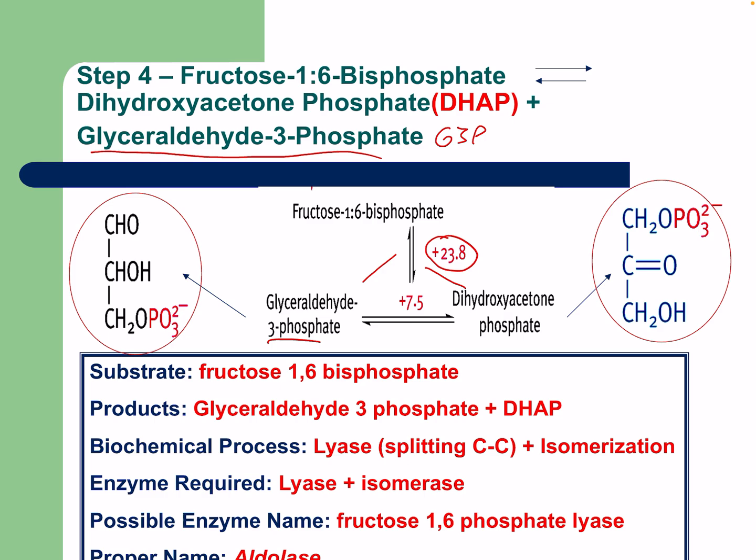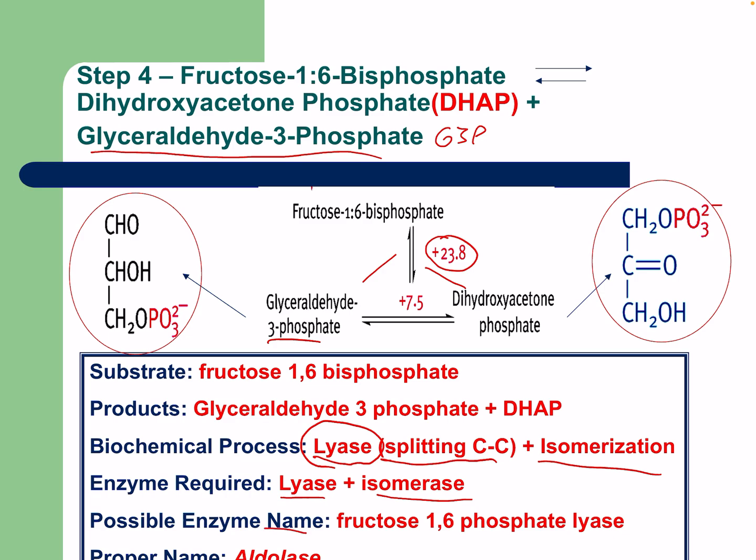So again, substrate fructose 1,6-biphosphate. The products are DHAP and G3P. This is a lysis. So again, we talked about lysis being involved in splitting. So this splits the carbon to carbon. And this is also involved in isomerization. So it's changing shape and splitting. Again, this requires a lyase and an isomerase.